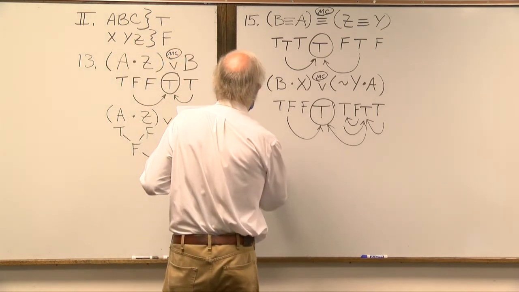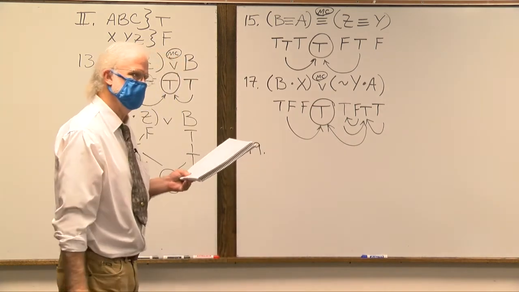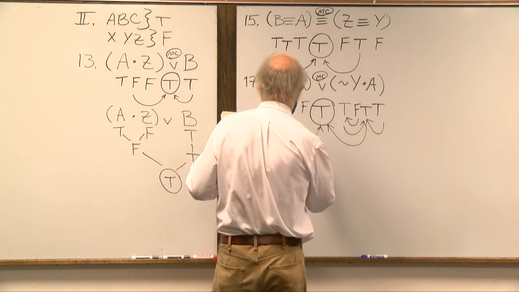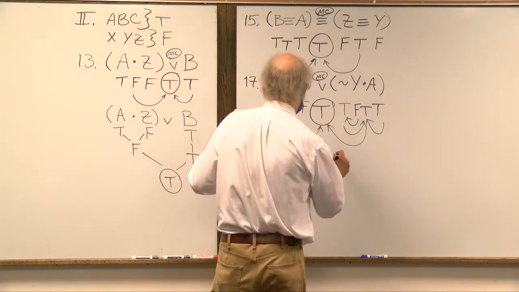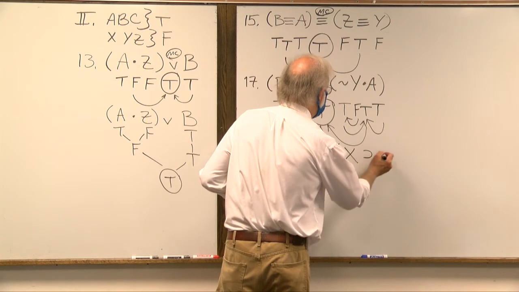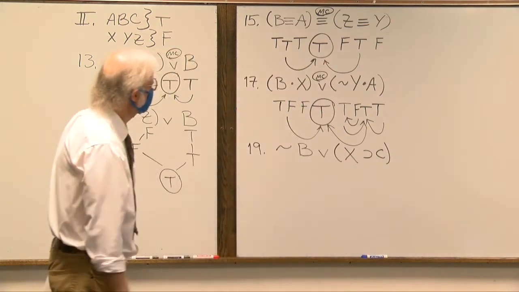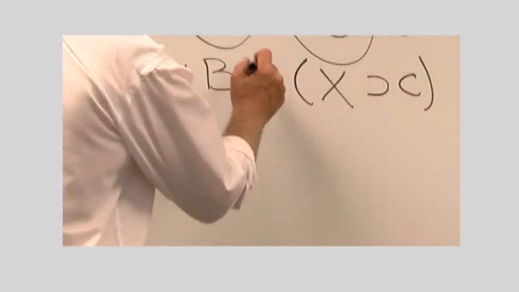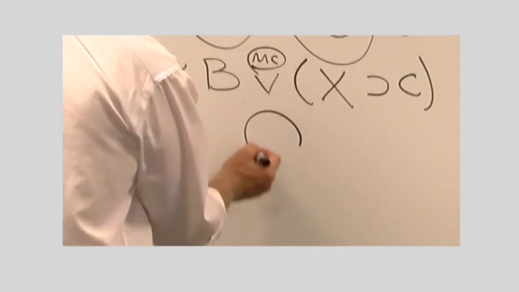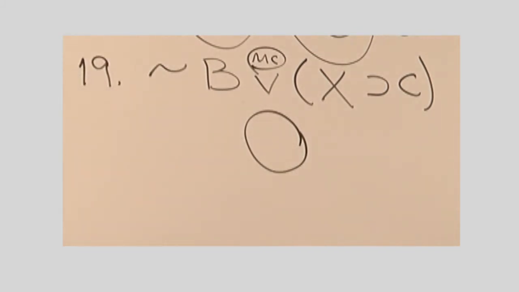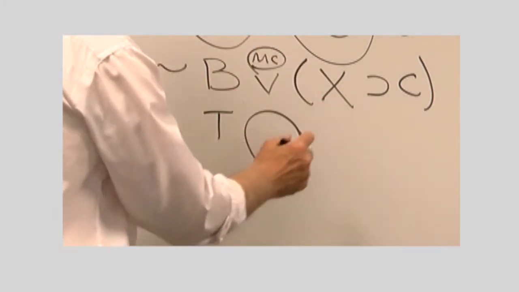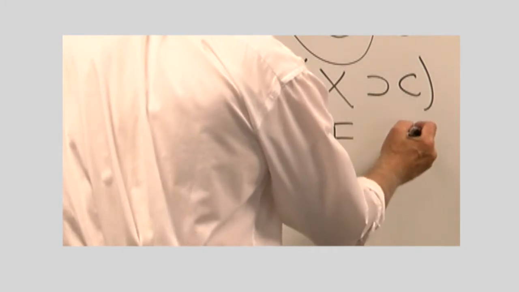We're approaching the hardest ones now. Take a look at this guy, number 19. Not B unless X implies C. Okay, what's the main connective here? The main connective is going to be the wedge, so my answer is going to appear under the wedge. I plug in what I know, which is that B is true, X is false, and C is true.